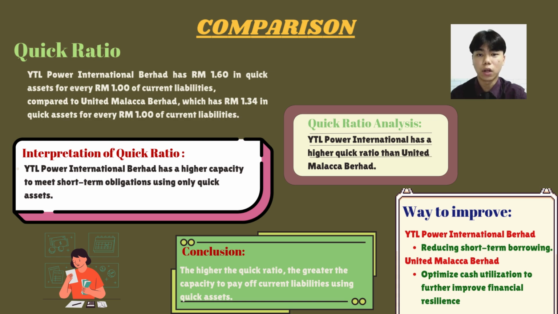For interpretation of quick ratio, a higher quick ratio indicates that YTL Power International Berhad has a higher capacity to meet short-term obligations. In conclusion, the higher the quick ratio, the greater the capacity to pay off current liabilities using quick assets. A way to improve for YTL Power International Berhad is reducing short-term borrowing. For United Malacca Berhad, it is to optimize cash utilization to further improve financial resilience.